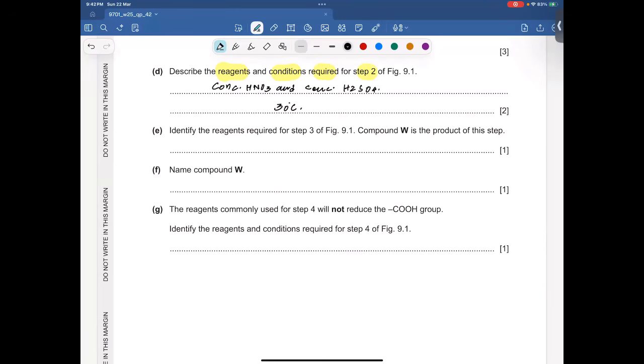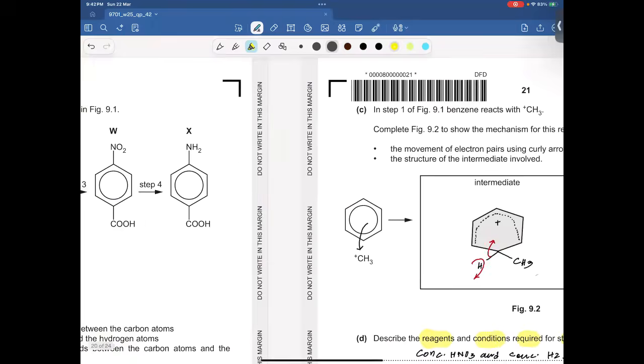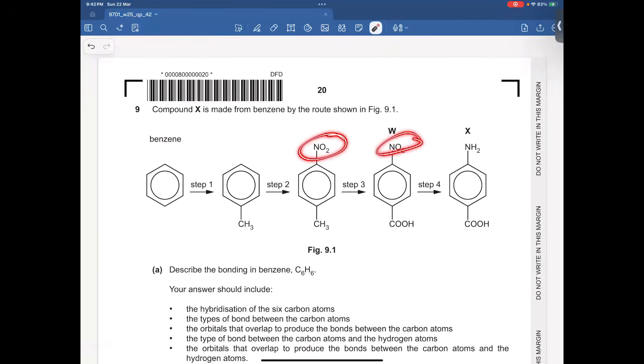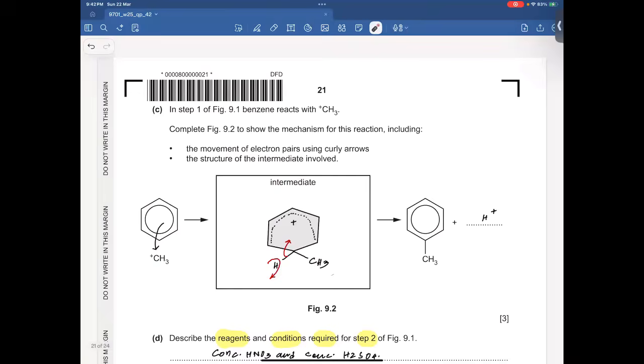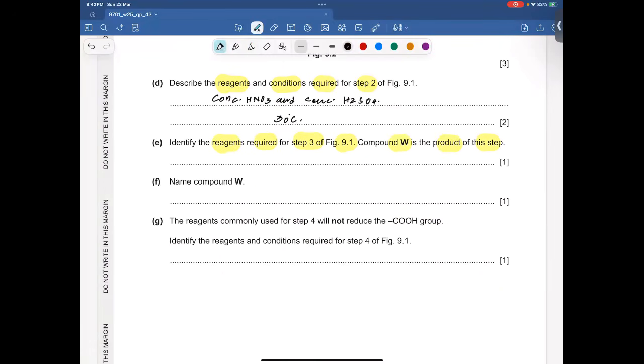Okay. Identify the reagents required for step 3 in figure 9.1. Compound W is the product of this step. Step 3 is what? NO2 will remain as it is, but this CH3 is converting into COOH. So this CH3 is converting into COOH, meaning oxidation takes place. And for that oxidation, I'm going to use a strong oxidizing agent like KMnO4, and I'm going to use this oxidizing agent in acidic medium. So I'm going to write H plus sign. Okay.